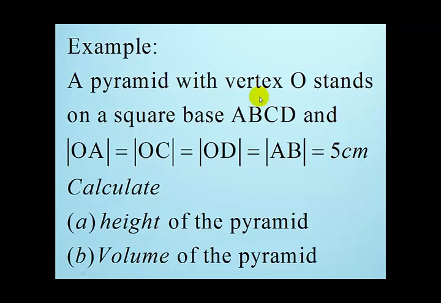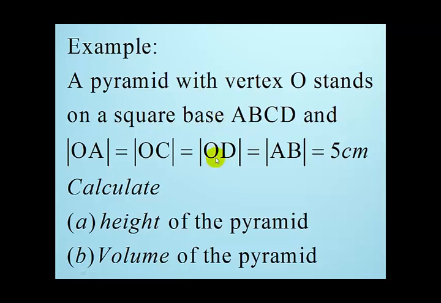Now, let's look at something here before we go to the solution. The base is a square. So we have square base ABCD. Now, AB has been given to be 5 centimeters. That means that the distance from B to C is 5. The distance from C to D is also 5 when we form the square base.